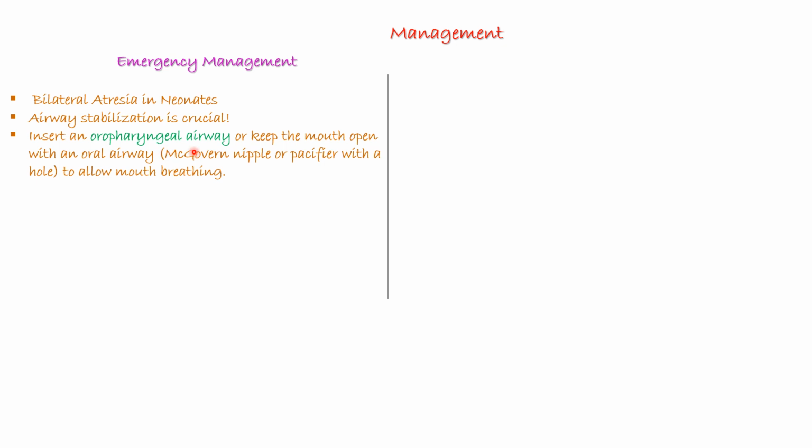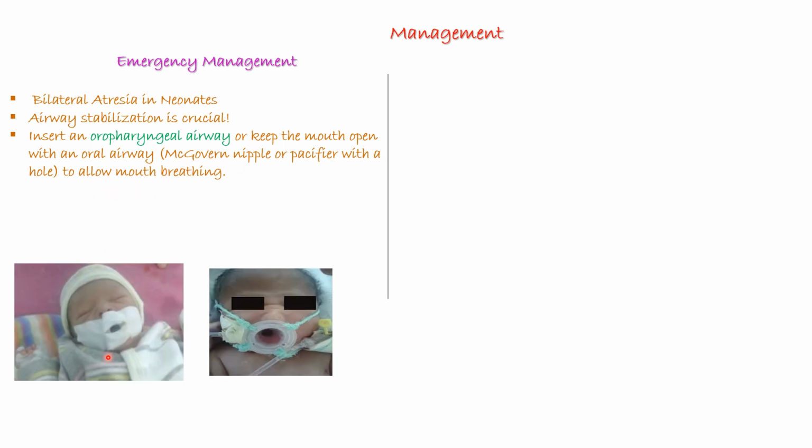Then what we do, we just keep the mouth open with an oral airway, that is McGovern nipple, or a pacifier with a hole to allow mouth opening, as you can see. So you are a clinician or a medical officer, and the child comes in with respiratory distress and cyanosis while crying. You maybe did a catheter test, and you are highly suspicious of bilateral choanal atresia. Then before you refer to ENT, you put in an oropharyngeal airway.